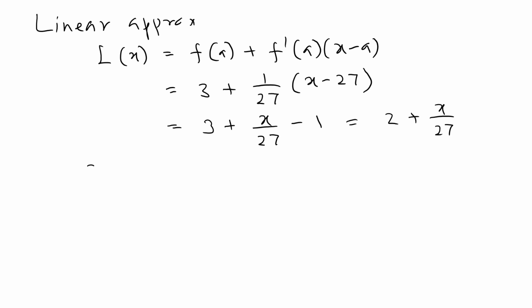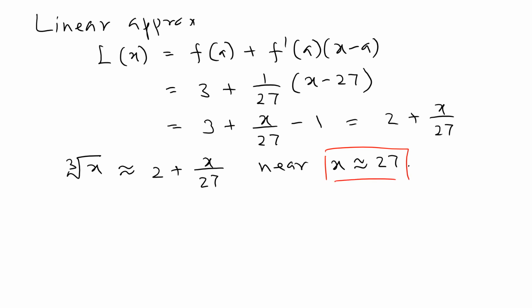So that means you can write the cube root of x as approximately equal to 2 plus x over 27. Make sure you always write this, and you also always need to say near x approximately equals 27. It's only valid near 27. If you go away from it, you don't get the right value. So now we can do the problem.